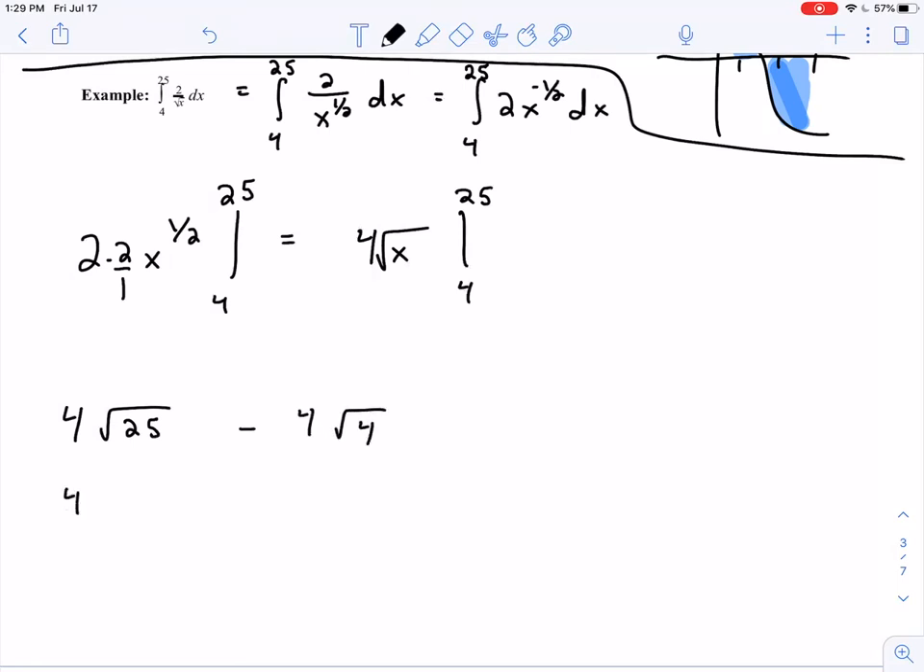So I have 4 times 5 minus, over here, 4 times 2. 4 times 5 here, I have 20 minus 4 times 2, there's my 8. 20 minus 8 gives me 12. There is my answer.